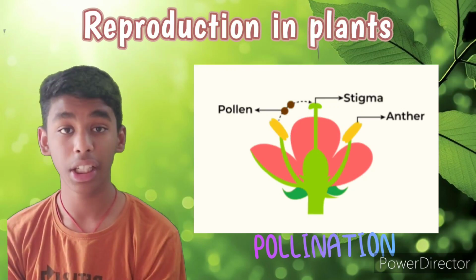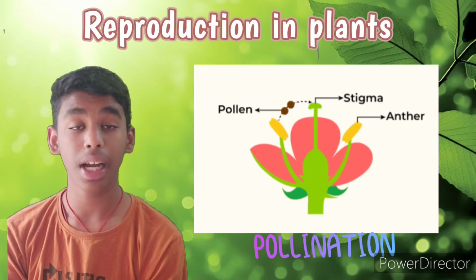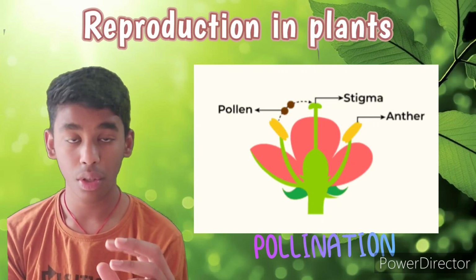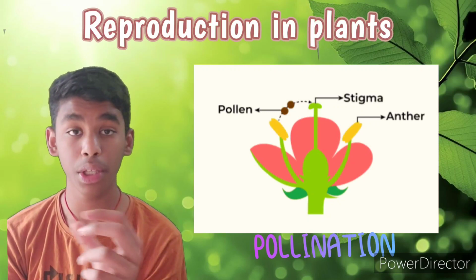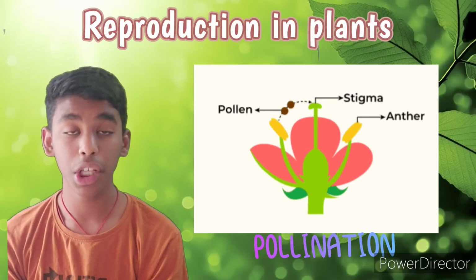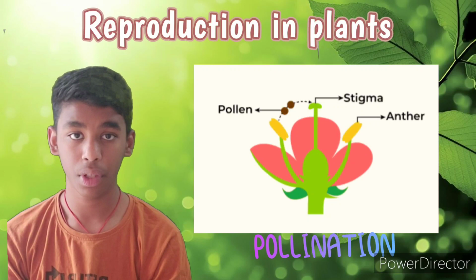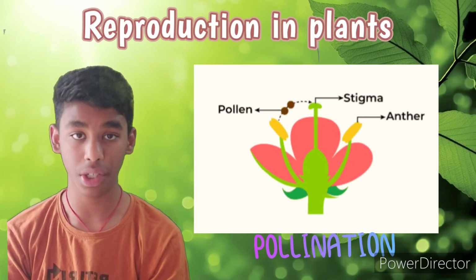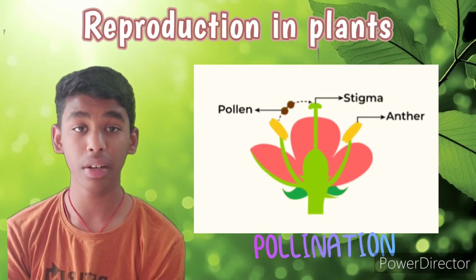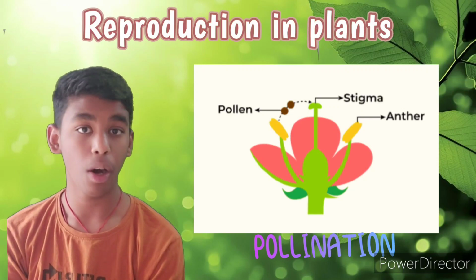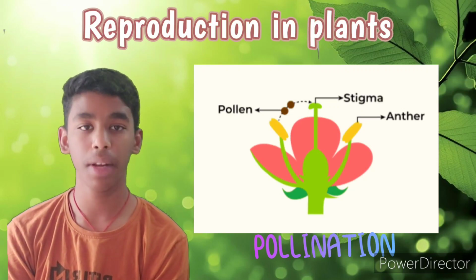The anther in the stamen contains some pollen grains. These pollen grains should go to the stigma of the flower for the new fruit to be created. This process is called pollination. The transfer of pollen grains from the anther to the stigma of that flower itself or to another flower is called pollination.